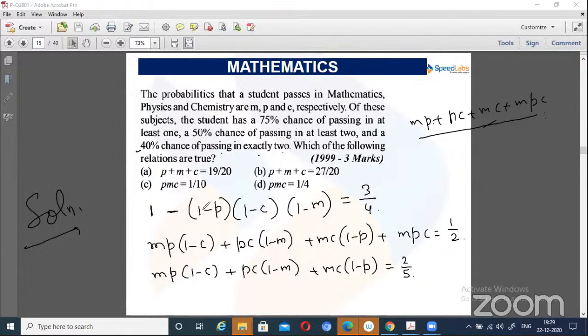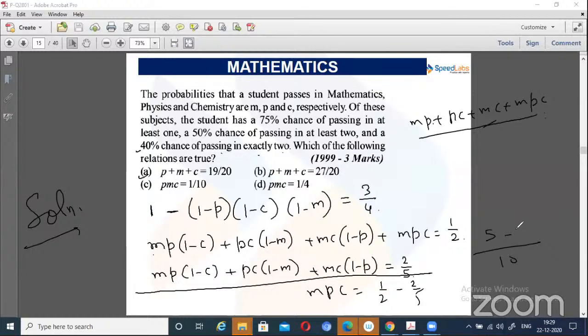Okay, so we have to look for options based on this information. We can get the value of MPC here by subtracting the 2. If we subtract the 2, we'll get MPC is equal to half minus 2 by 5, which is 5 minus 4 over 10, equal to 1 by 10. So yes, option C is correct. M into P into C is 1 by 10.